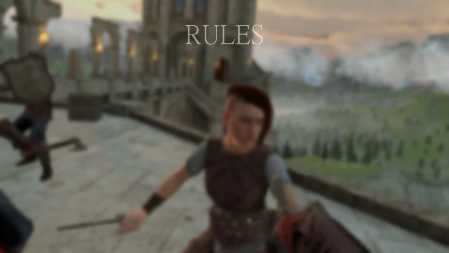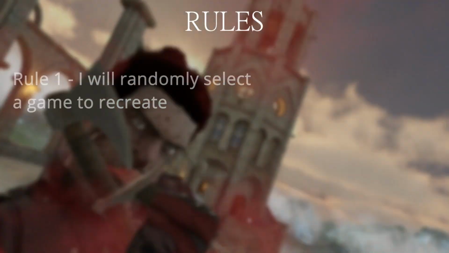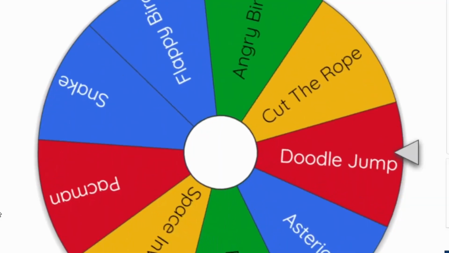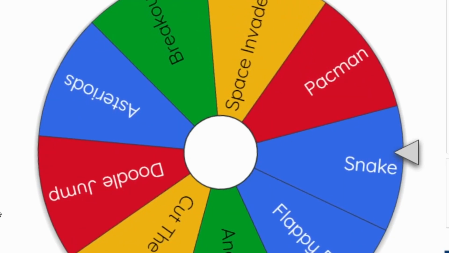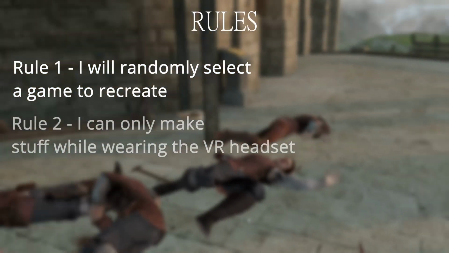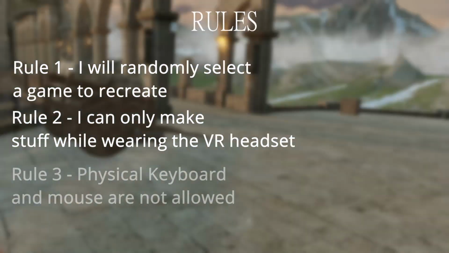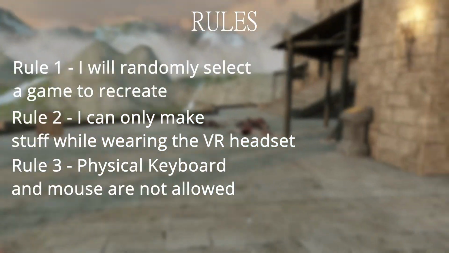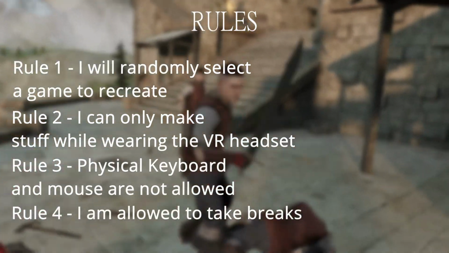So, every good challenge needs a set of rules. Rule 1, I will randomly select a game to recreate. Rule 2, I am only allowed to make elements of the game while wearing VR. Rule number 3, I cannot use the keyboard and mouse at any point. And finally, rule 4, I am allowed to take breaks, because VR can get a bit heavy on my eyeballs. So, without further ado, let's make Snake.